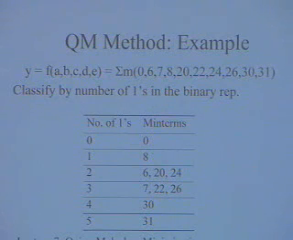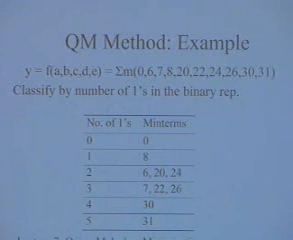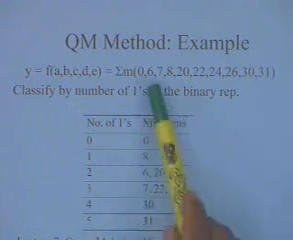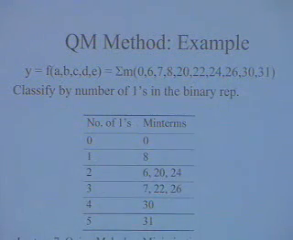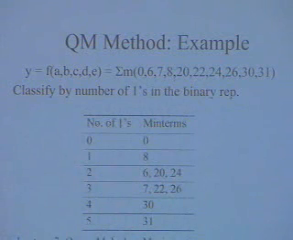So this is a 5 variable function. Y is a 5 variable function of a, b, c, d, e, and these are the minterms. So this is a canonical representation: 0, 6, 7, 8, 20, 22, 24, 26, 30, 31. So these minterms constitute the function.